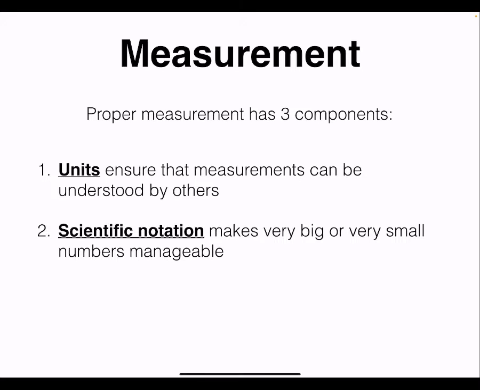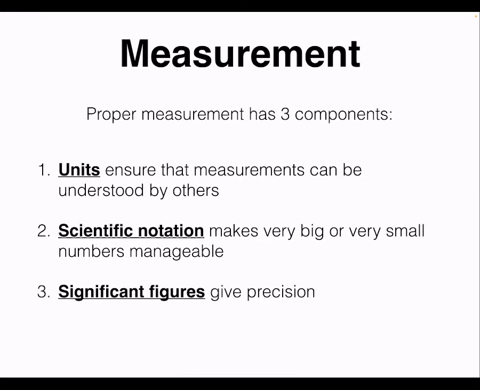Scientific notation is a strategy that makes very big or very small numbers pretty manageable. We're going to talk about that later in this chapter, but it's a good way to make sure you're not just writing a ton of zeros. And then significant figures give you the precision. They tell you how well you measured something, both in terms of accuracy and precision.